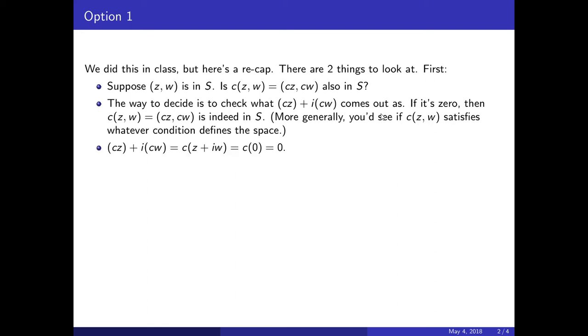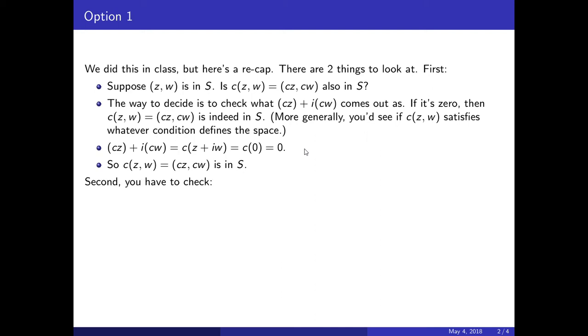So let's see. First component is cz plus i times second component, i times cw. Take out c as a common factor. z plus iw we know equals 0 because the vector zw is in S. So you get c times 0, which equals 0, and so we can conclude that that constant multiple is in the space S. We're halfway.